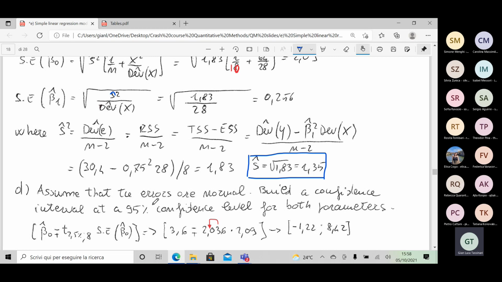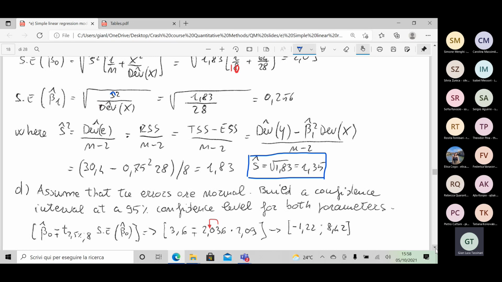So in this case, this is really a crucial assumption, because thanks to the fact that the errors are normal, we are exactly in case A, that is, the reference distribution, both in building confidence intervals and in performing hypothesis testing, is the Student's t with n-2 degrees of freedom, in particular with 8 degrees of freedom in our example. So let's build a confidence interval.